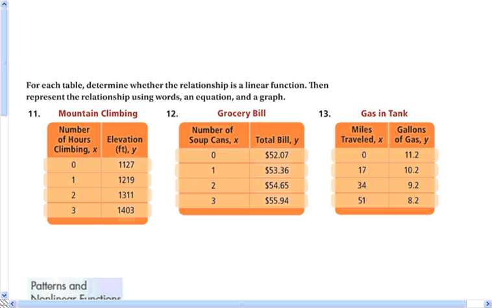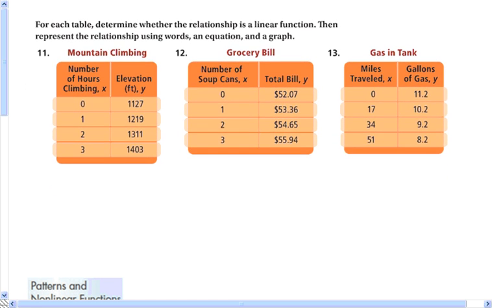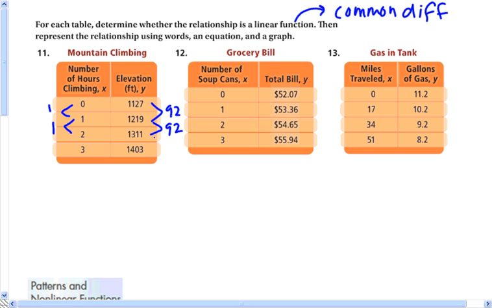Okay, for each table, determine whether the relationship is a linear function, then represent the relationship using words, an equation, and a graph. So I'll just do one of these and we'll do the other two in class. But to be a linear function, there has to be a common difference in the x and y values. And so we can see that for this first one, these numbers go up by 1. And if we look closely, you might notice that the y values, the elevation, is going up by 92 each time. We keep adding 92.